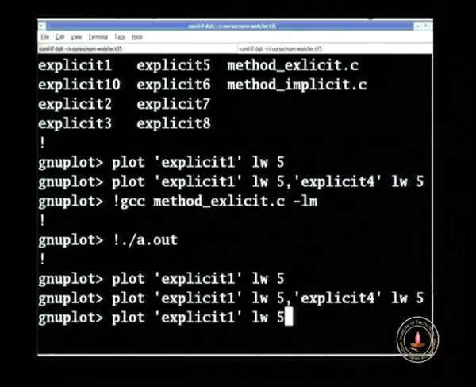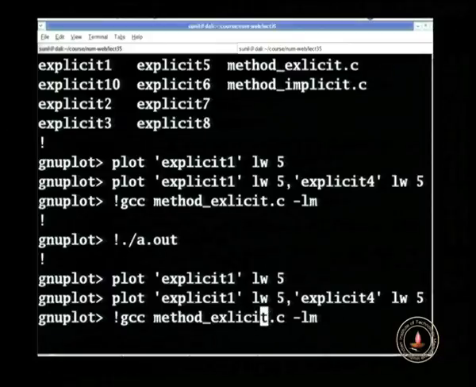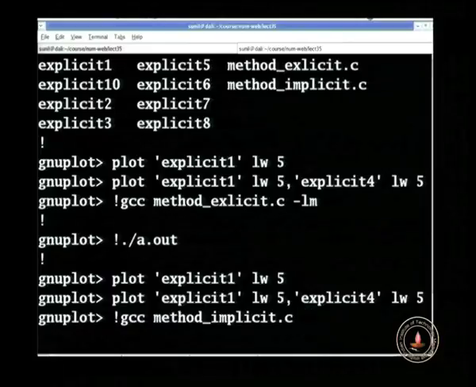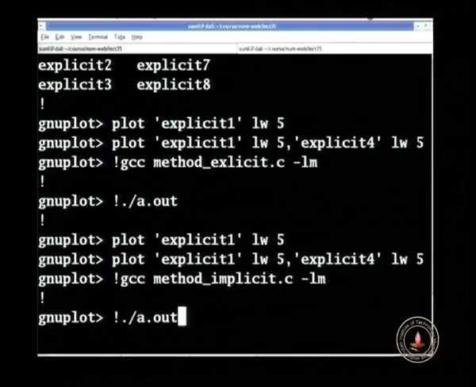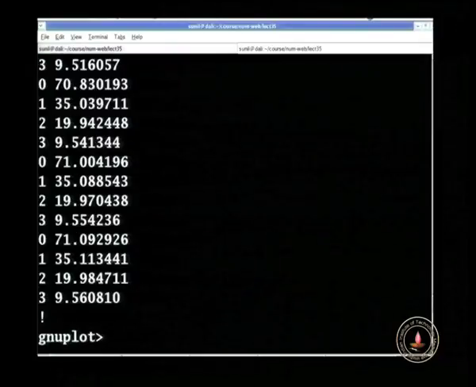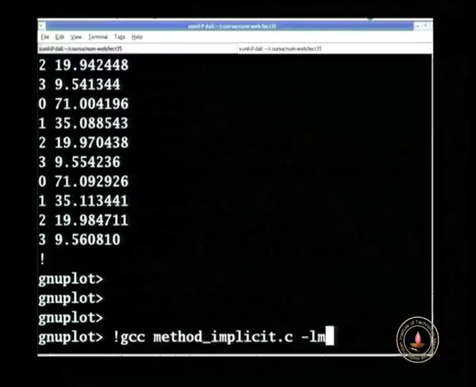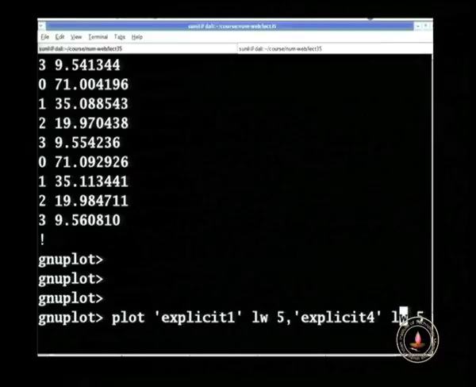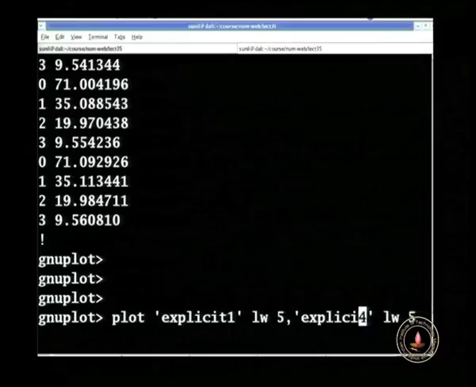So we will now run the implicit program. Okay, so instead of explicit, we will run the implicit program. So now we will plot the implicit method.